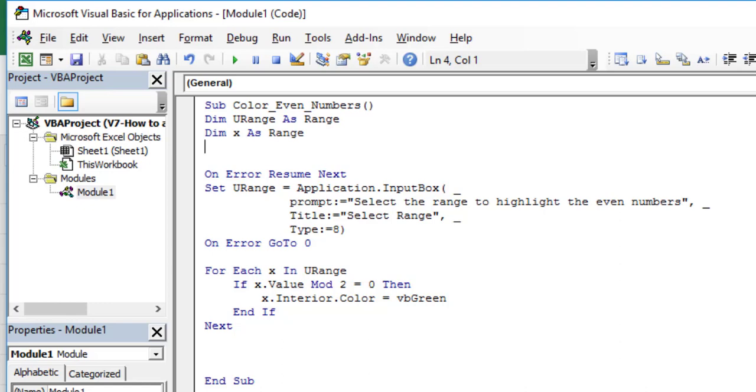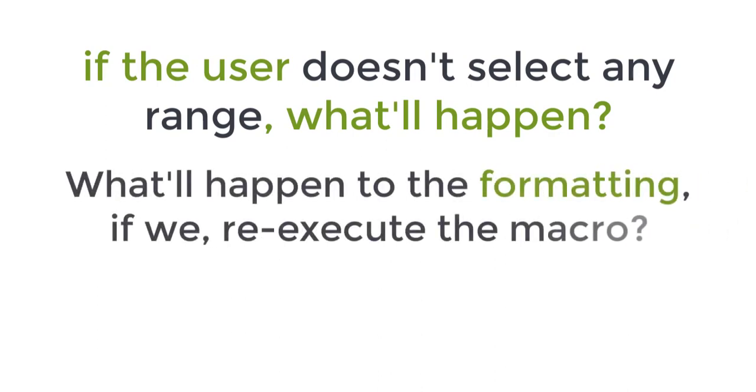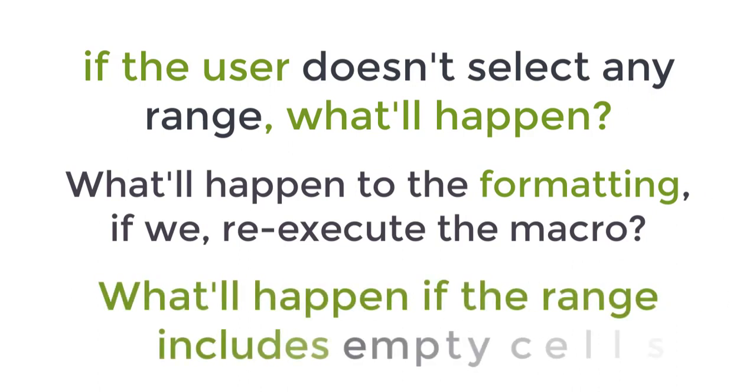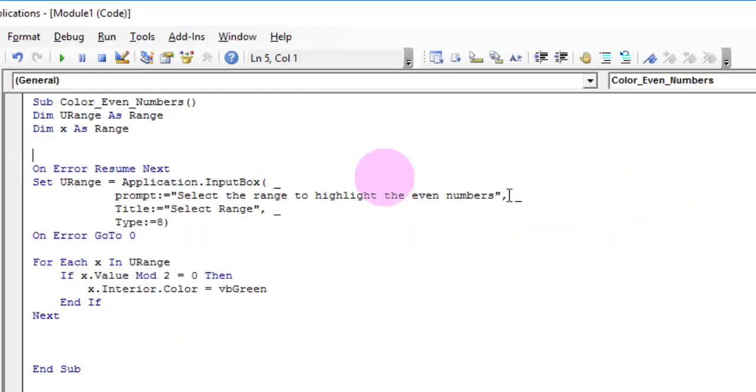Let us ask a few questions and check whether our macro is capable of handling them. 1. If the user doesn't select any range, what will happen? 2. What will happen to the formatting if we re-execute the macro? 3. What will happen if the range includes empty cells? Do we need to ignore them or consider them as even numbers, as empty cells denote a value of 0? Let us start debugging and find answers for each one of them.